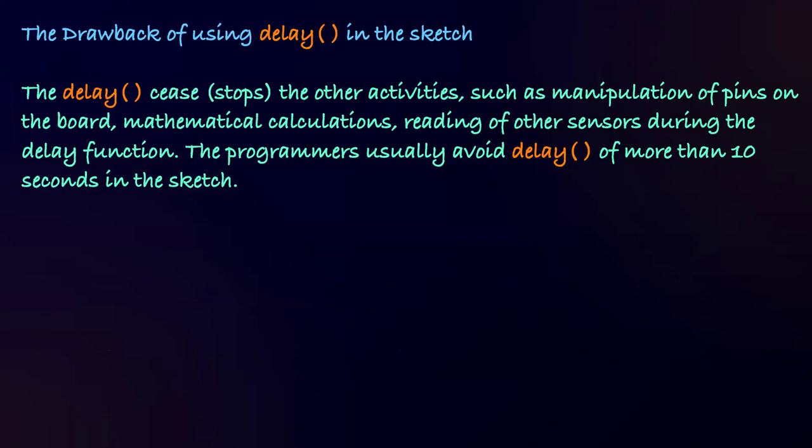Programmers usually avoid delays of more than 10 seconds in the code, because when you code in Arduino, you'll see that a delay of 10 seconds seems a huge amount. When the code is running, a delay of 10 seconds can cause a very large delay afterwards. So what we programmers generally do is avoid any delay of more than 10 seconds. That's a general convention. When you are programming and making projects, you'll be seeing them.